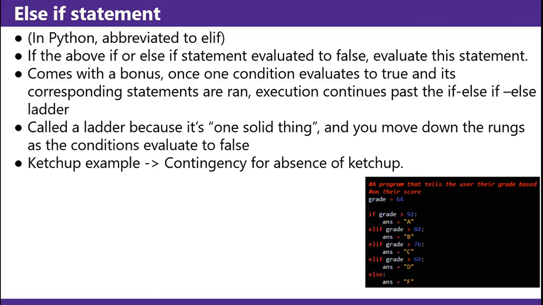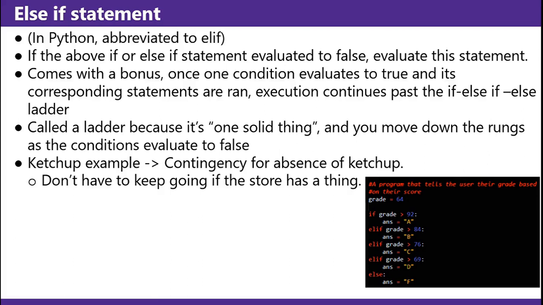And in this case, with the ketchup example, it's similar. You don't have to keep going to the store and going down your list of contingencies if they already have the ketchup.